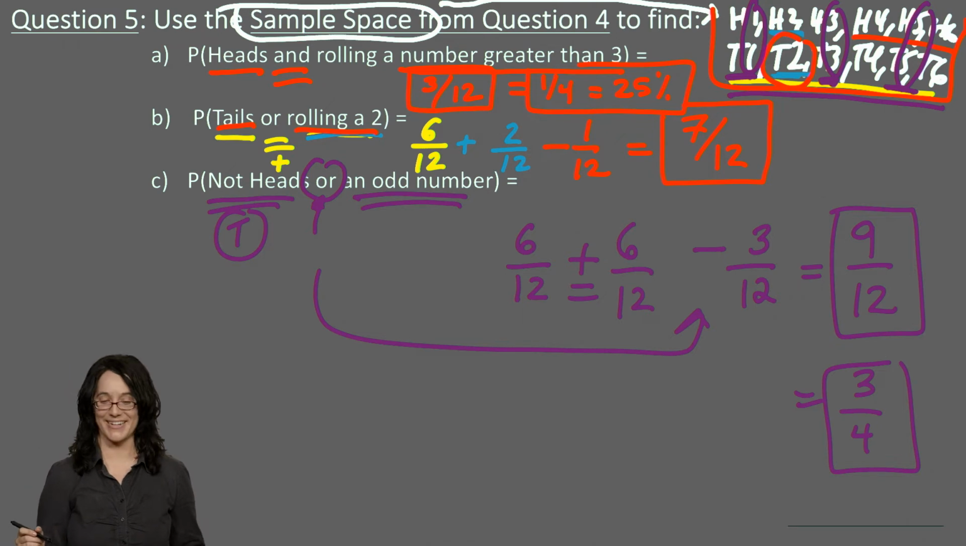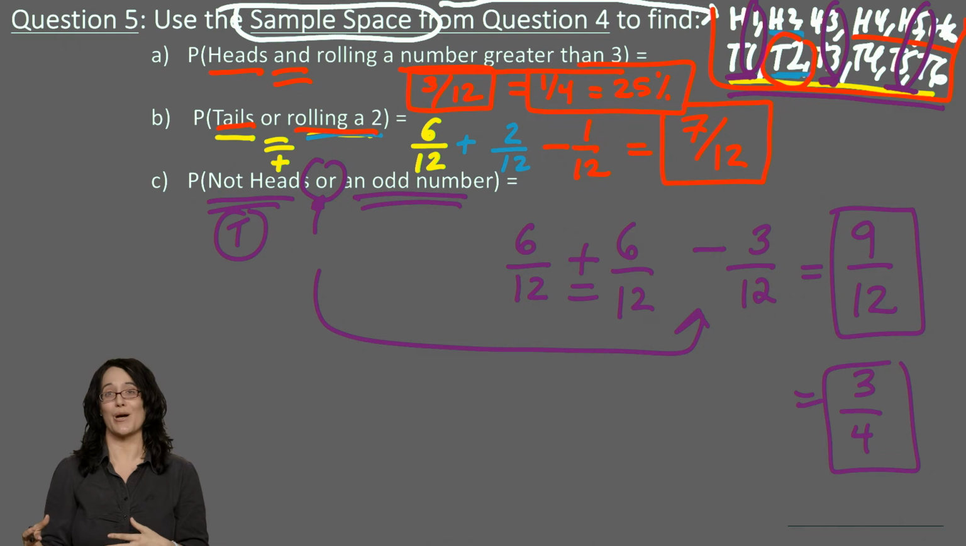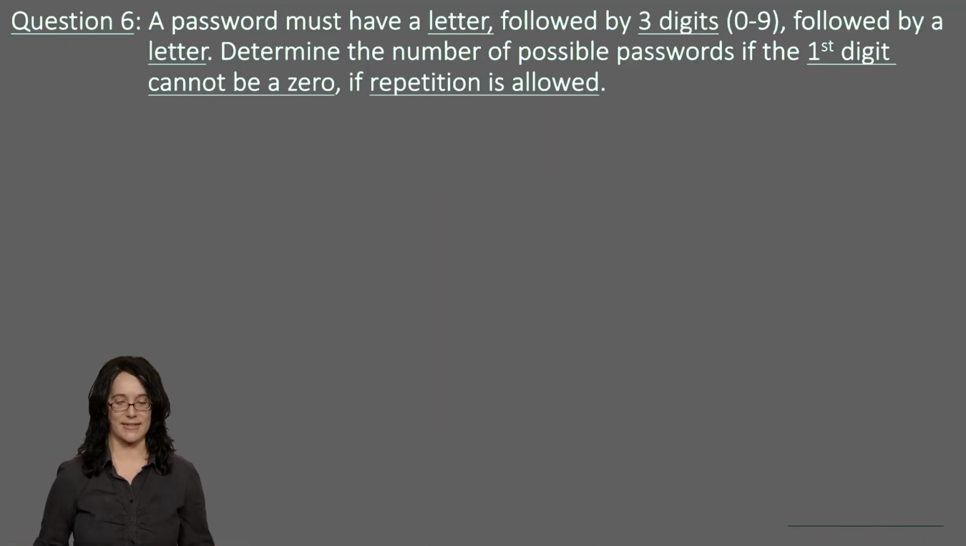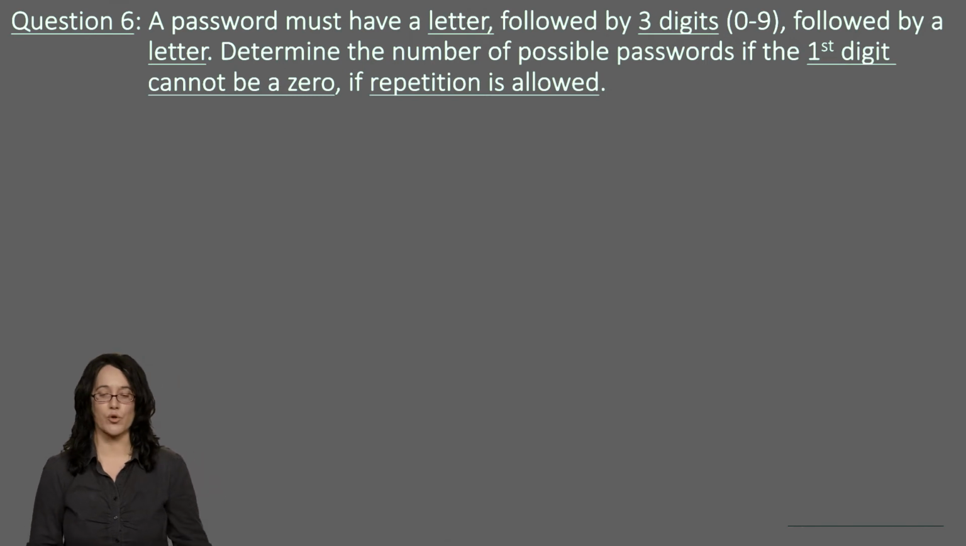75%. All right. So here again, we showed how we used a sample space to then answer questions about probability. Okay. When you're ready, let's head over to question 6. It says a password must have a letter followed by 3 digits marked 0 through 9, followed by another letter.